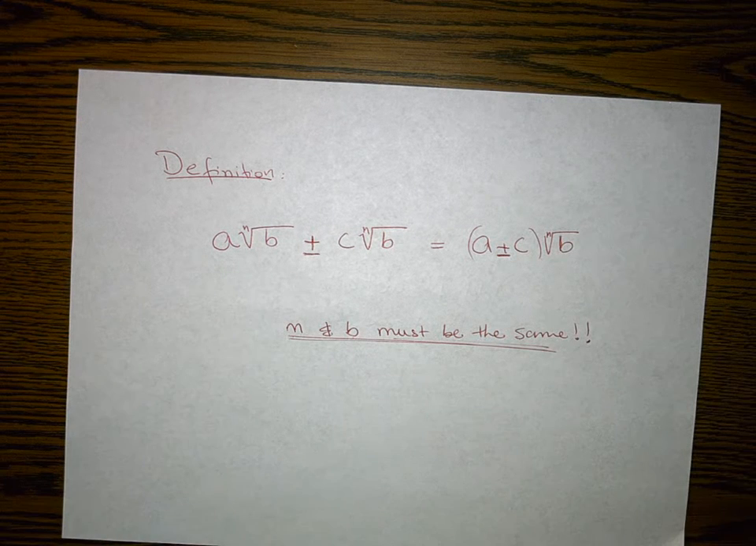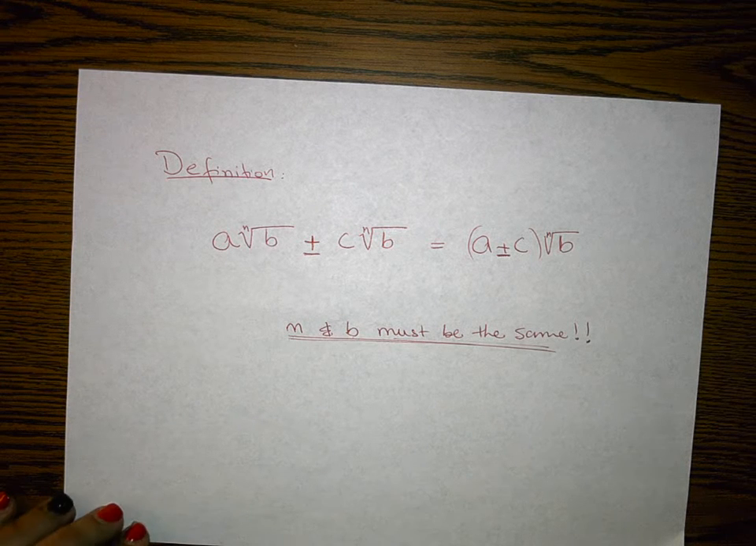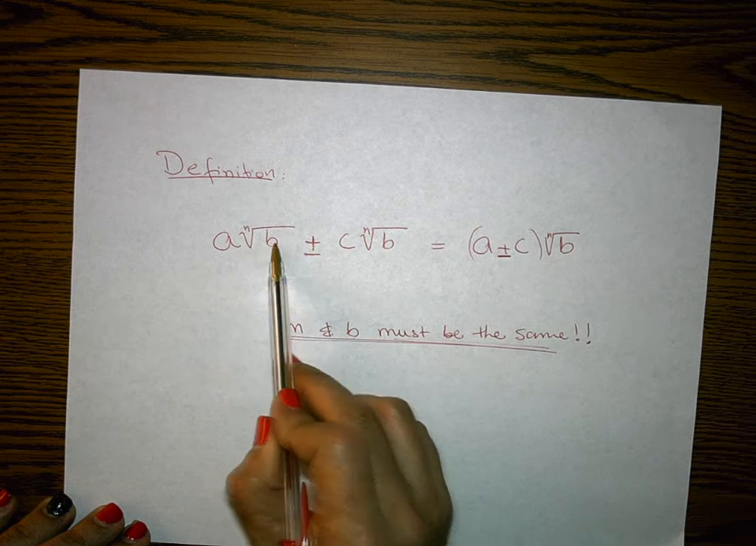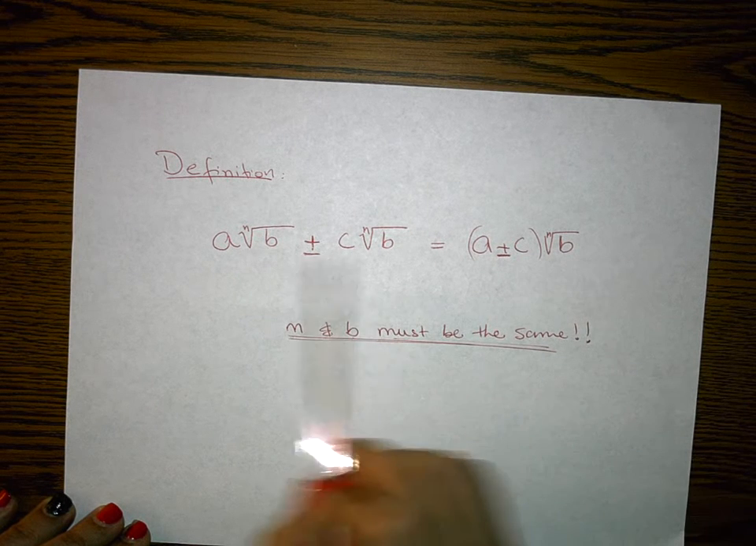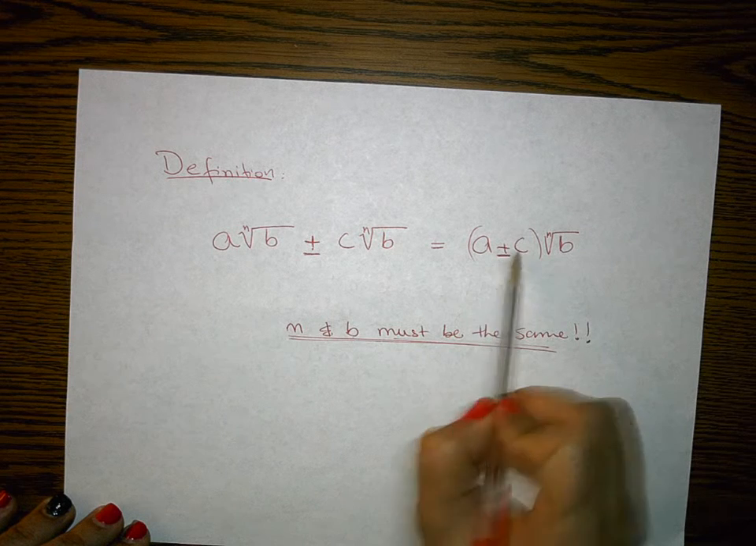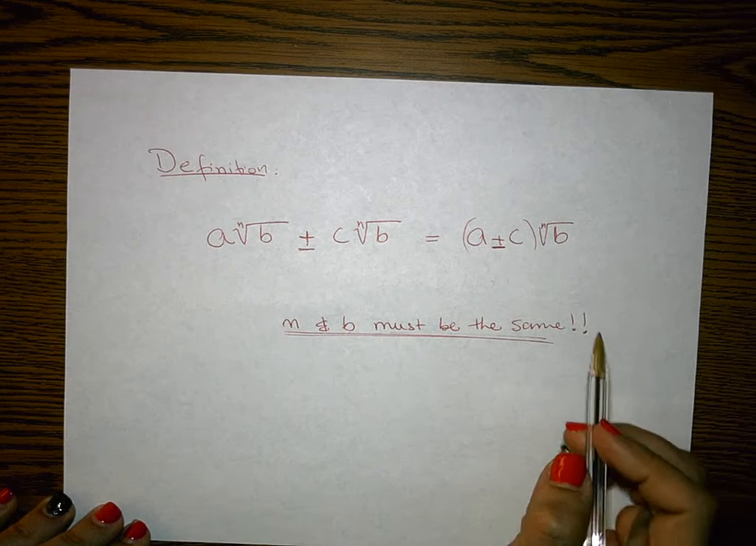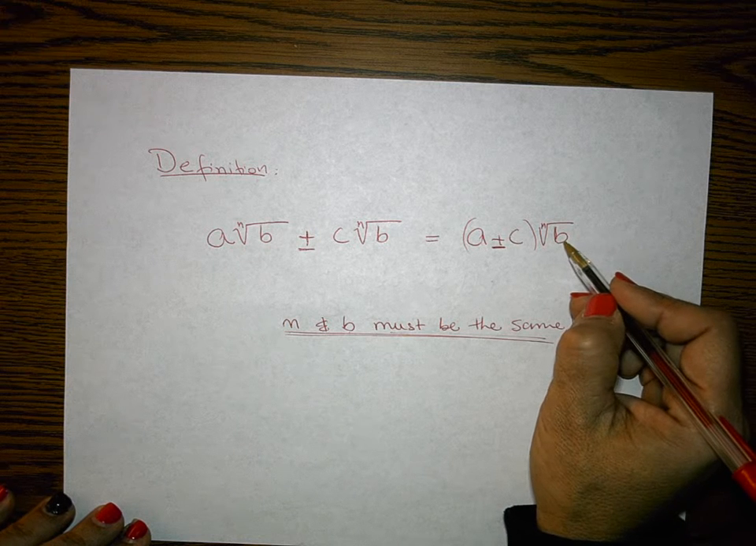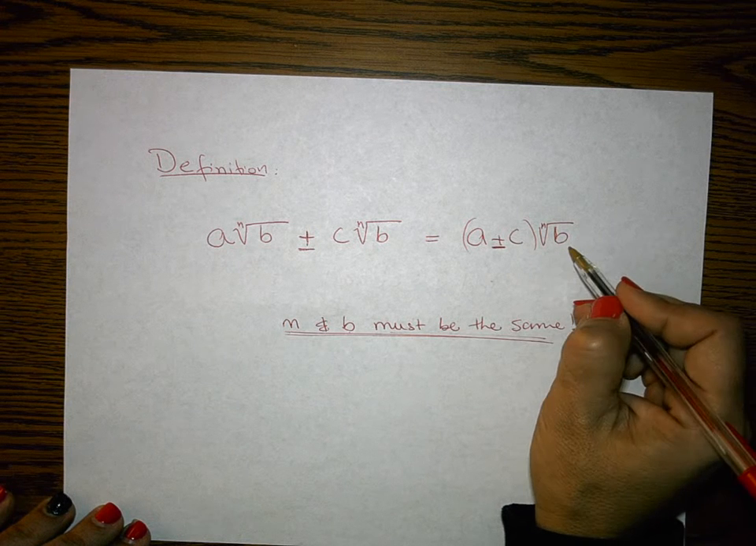It's kind of like combining like terms: 2x plus 3x or 5x minus 2x. It has to be the same radical index and the same radicand for us to combine. The rule says if you're adding or subtracting, you can just add or subtract the coefficients. That's pretty much it. Students try to change the radicand, to add the radicands, but that is not okay.